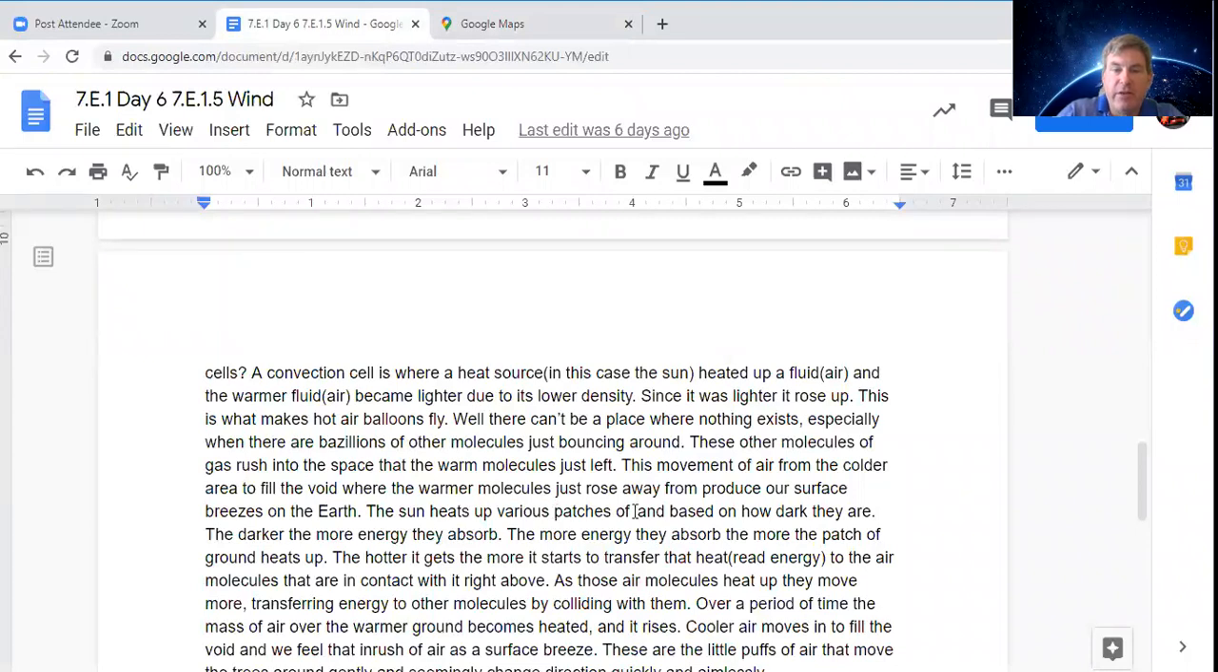So the sun heats up various patches of land based on how dark they are. The dark absorbs more energy. The more energy absorbed, the more the patch of ground heats up. The hotter it gets, the more it starts to transfer that energy in the form of heat to the air molecules that are in contact with it.